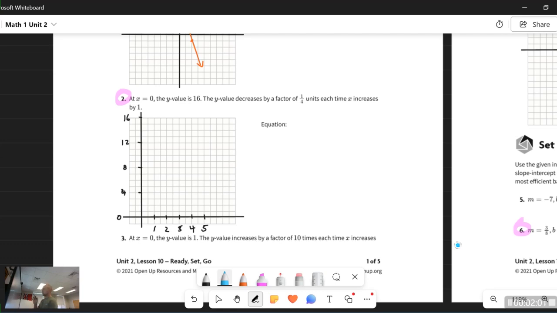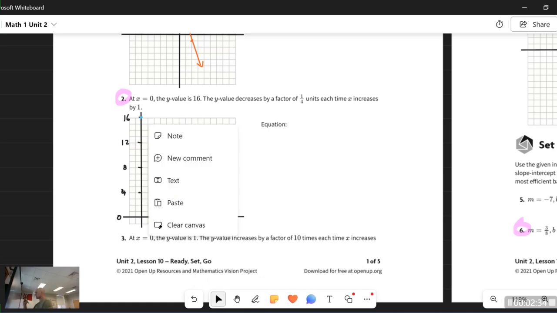All right, so during that little break, I updated this coordinate plane so that it shows a little bit more room because it's dealing with an exponential. So when we look at this, it said at x equals 0, the y value is 16. So that means that we have a point all the way up there. The y value decreases by a factor of 1/4, which means we're taking our previous y value and dividing it by 4 every time our x value gains 1. So when x goes to 1, y is 16 divided by 4, which gets us to 4.